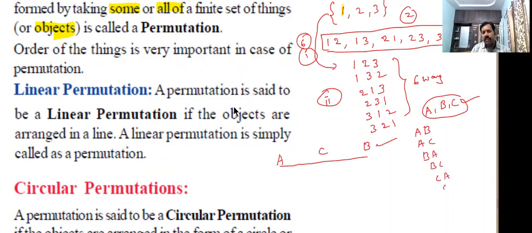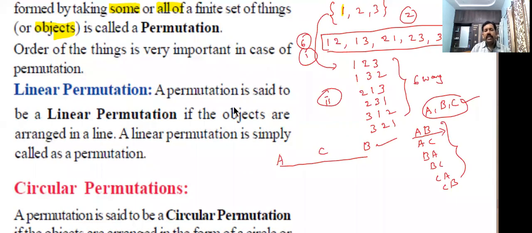CA, CB. These are the 6 different words. What are the meanings of that word? We don't want that. What they are asking is, by using 3 letters, how many different words are possible? See here, the letters are arranged in a row, not in a column, arranged in a row.